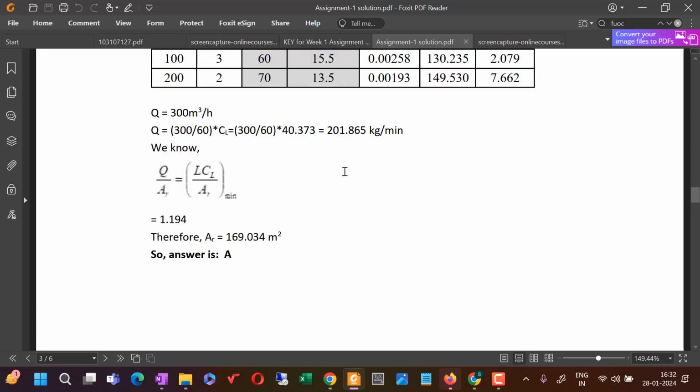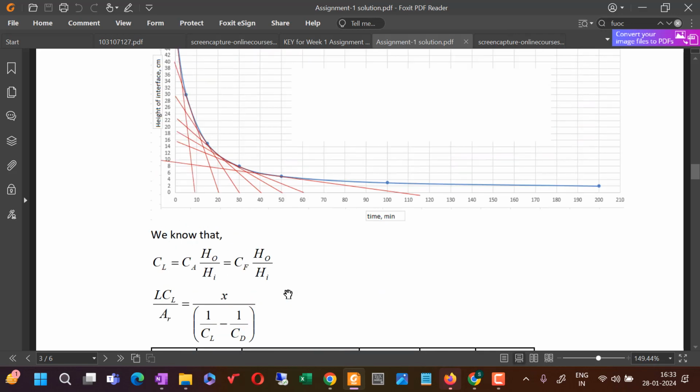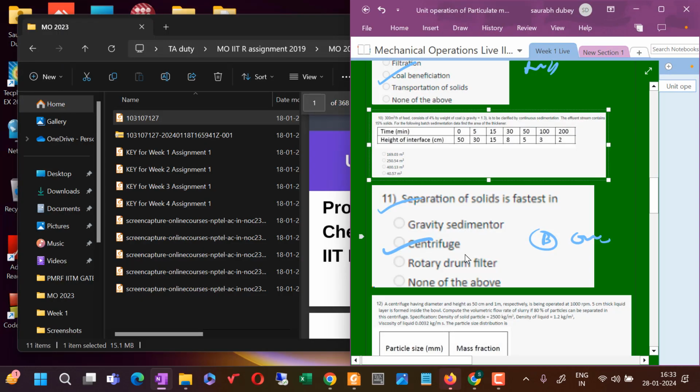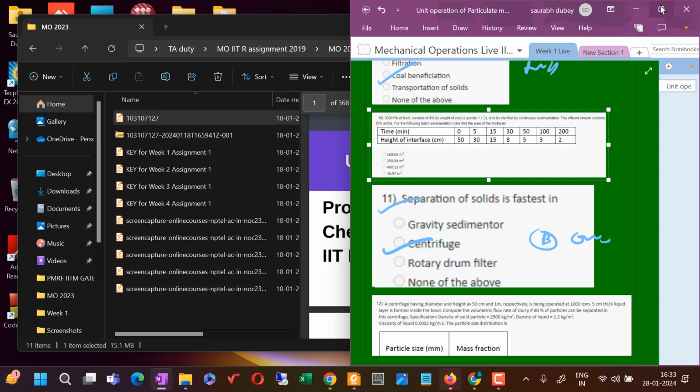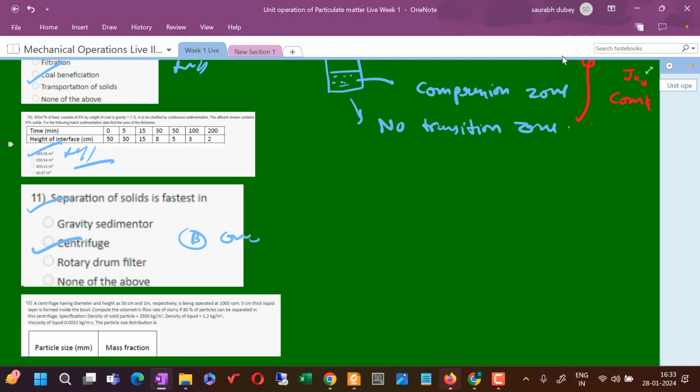And then we know Q by AR at this minimum, and correspondingly if you calculate AR as Q, 300, divided by 1.194, you will get AR equals 169.034. So 169.034 is the choice. 169.034 is the correct answer. So option A is the correct answer for the given question. So this is clear from the given data.